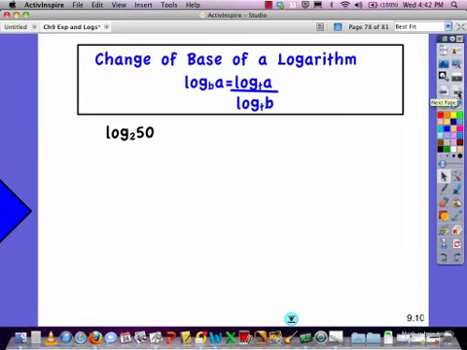Log of 50 in base 2. Again, this is one you could do in your head. You know, you're saying, well, yeah, 2, but it doesn't work exactly. You know, 2 to the third is 8, 2 to the fourth is 16, 2 to the fifth, 32. 2 to the sixth, 64. Okay, so between 5 and 6. Just do the math. Change of base formula says the log of your number divided by the log of your base. Do the math with your log key.